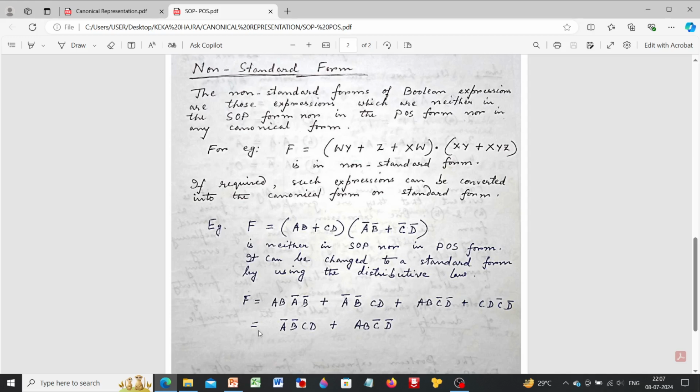So next step, f equal to, we are getting only two terms, a bar b bar cd plus ab c bar d bar. So this is an example of standard form. So if it is required, then we may convert non-standard form of representation of Boolean function into either standard form or canonical form of representation. So here is the end.